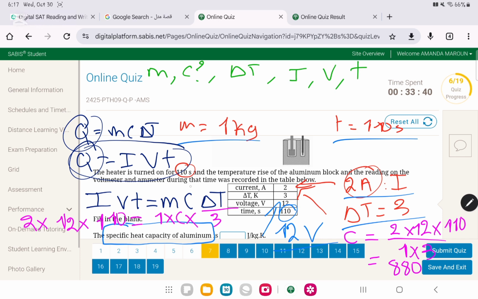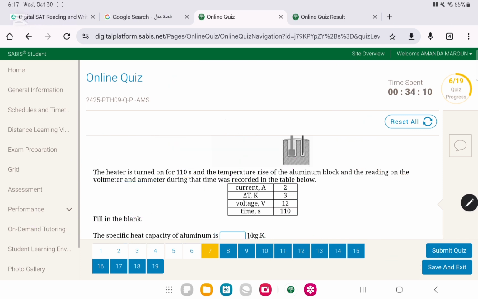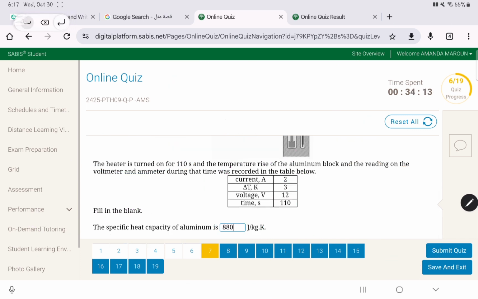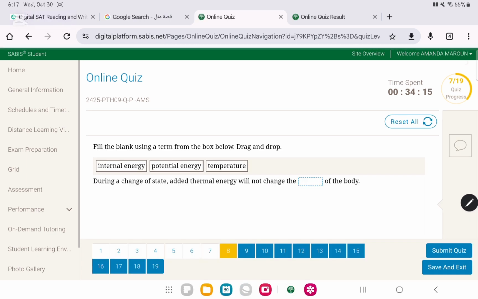But we have it as C. And what is the basic unit of C? The basic unit of C is joules per kg times Kelvin. They need it in joules per kg times Kelvin, so we are safe. So our answer is 880. So we come here and we put 880 as our answer.